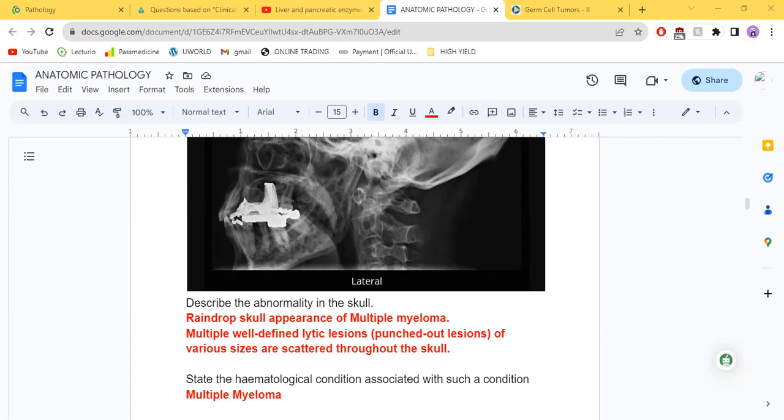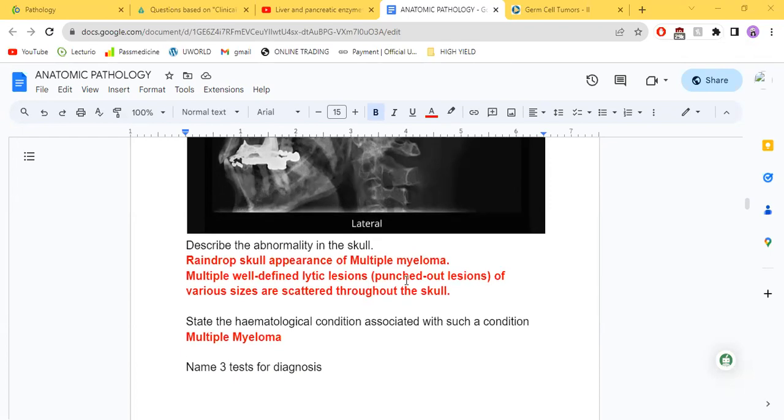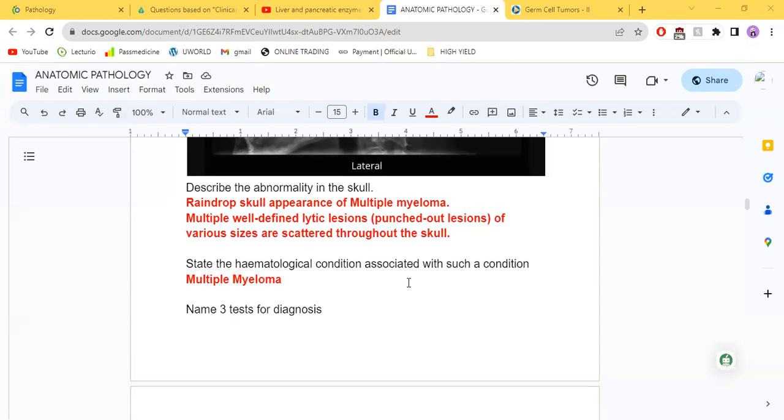Someone said peripheral blood film, to see if I'll get abnormal plasma cells. ESR, yeah, to see how much I'm clotting or not clotting. The sedimentation of red blood cells is there.